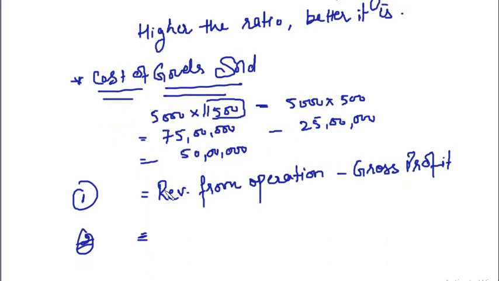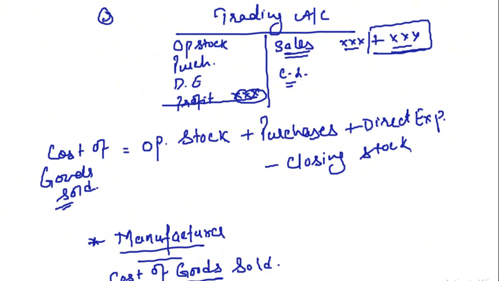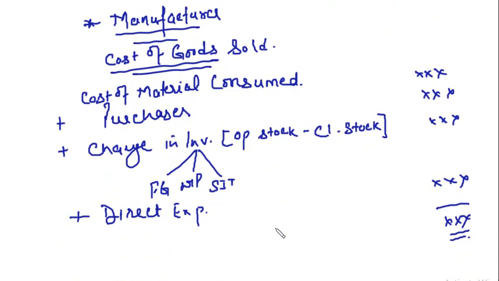Right? The first way is for the trader, total revenue from the operations minus the gross profit. Then we have the second part. Second part says the opening stock plus the purchases plus the direct expenses minus closing stock. And then if you are a manufacturer, you have to add the cost of materials that have been consumed in manufacturing a product.